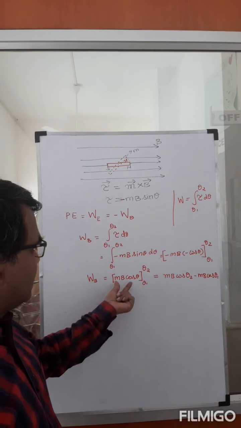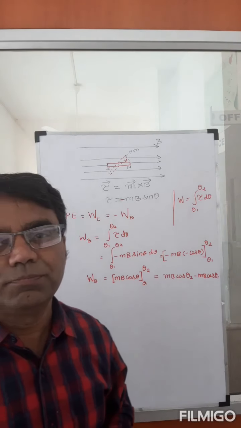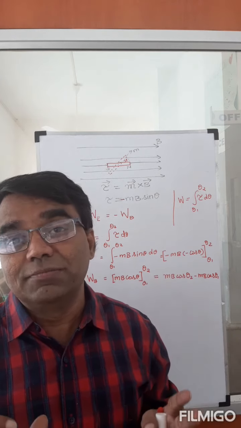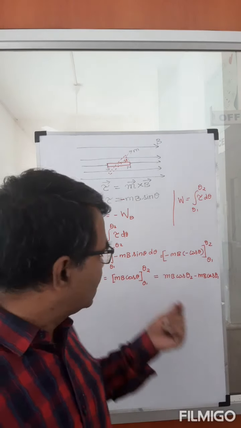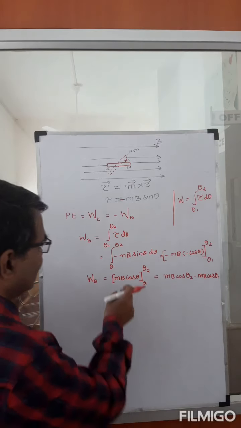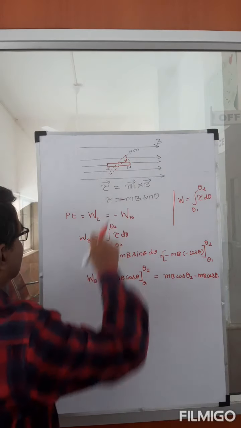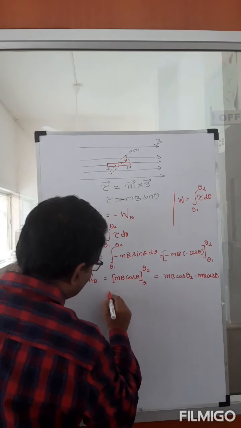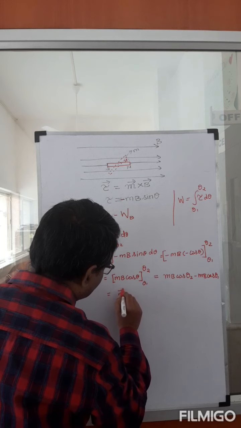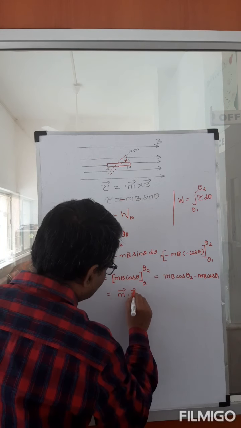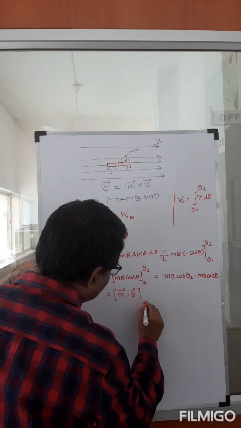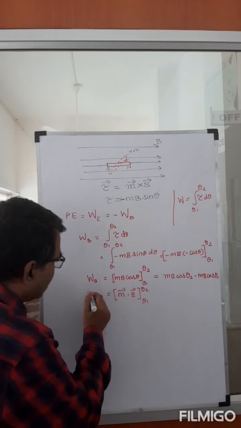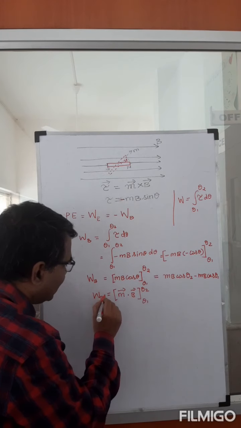But look at this, mB cos theta. How does it look? It looks like vector m dot vector B. It looks like the dot product, right? mB cos theta. m is a vector, B is a vector. mB cos theta is actually m dot B. So I can write this as m dot B, and then I can apply these limits. So this is how it looks. That's the work done by the field.